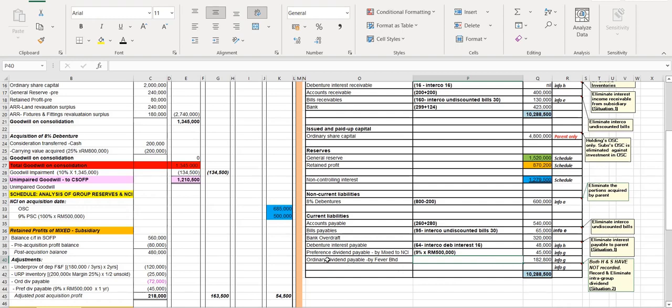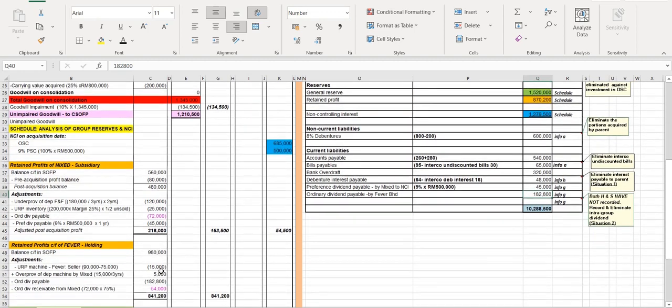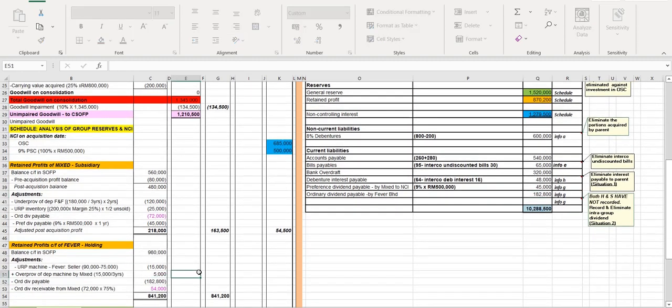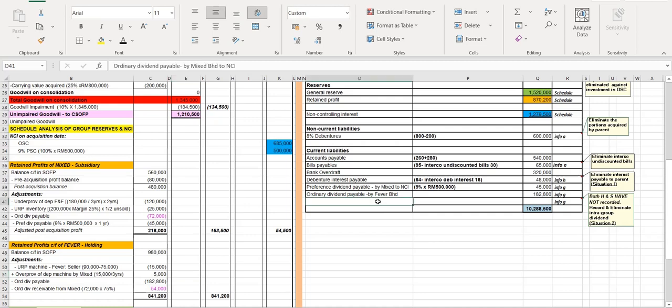Next one, I'm splitting the ordinary dividend payable by Fiva, 180, 82, 800, the one here, this one, right? And you will see that I put separately the ordinary dividend payable by Mix to the non-controlling interest. 72 is the one here, and eliminating the income from subsidiary 54. So what you show here is the dividend payable by Mix to the non-controlling interest. That's it. We are done with this question.